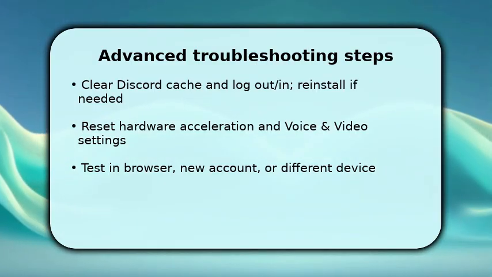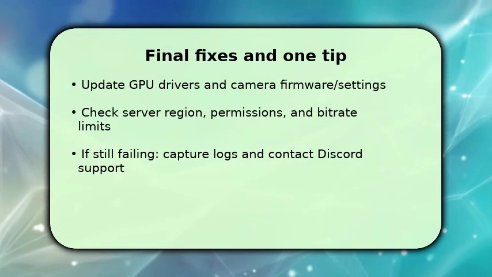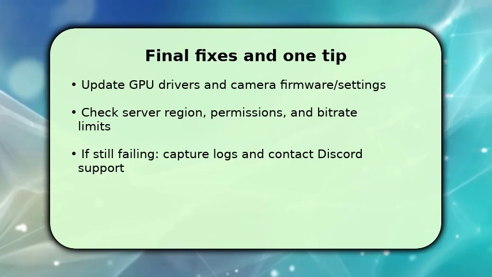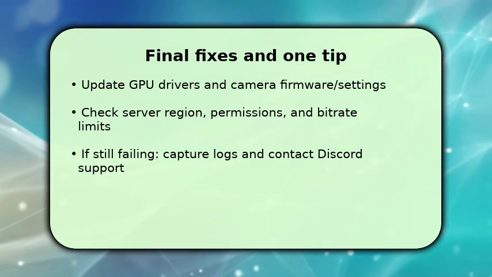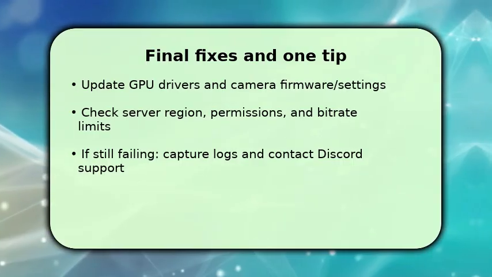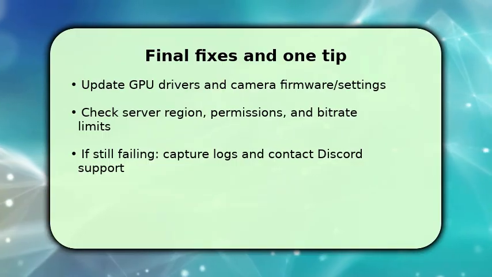Finish by addressing system-level blockers. Update your GPU drivers and camera firmware because drivers often fix encoding issues, and confirm camera privacy settings allow Discord access. Make sure the server region and channel bitrate aren't capping video. Adjust permissions so quests can stream.